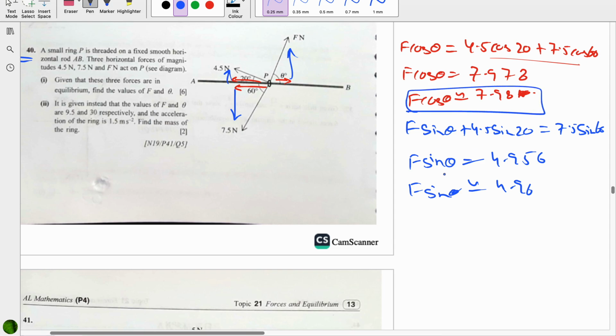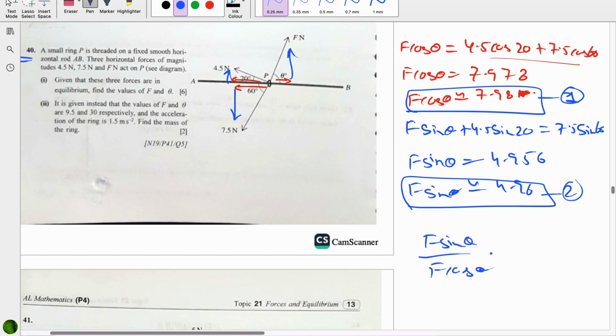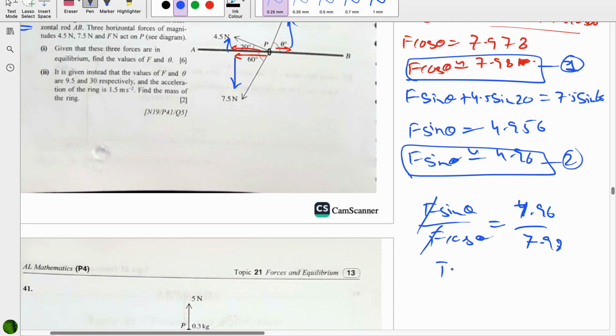Now I'm using these two equations to solve for theta. Again, equation 2 divided by equation 1 to get tan. So F sine theta by F cos theta is equal to 4.96 by 7.98. We get rid of this F, that is tan theta is equal to 4.96 by 7.98, 0.621, and theta is tan inverse of this, and the angle is 31.86, writing 31.9 to 1 dp.